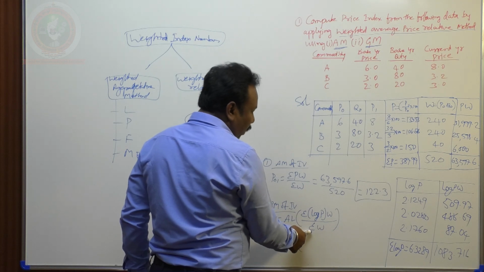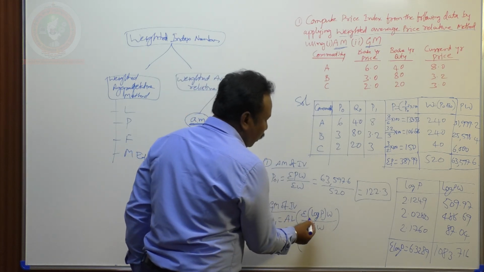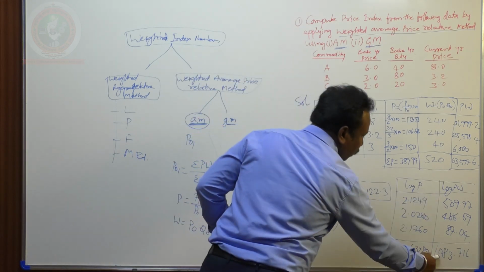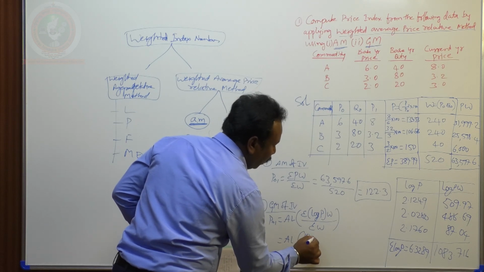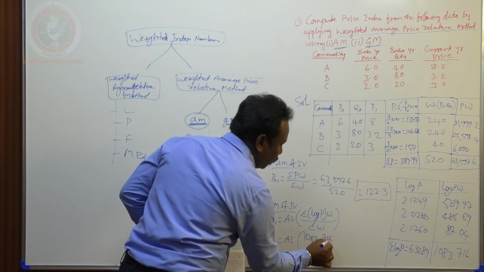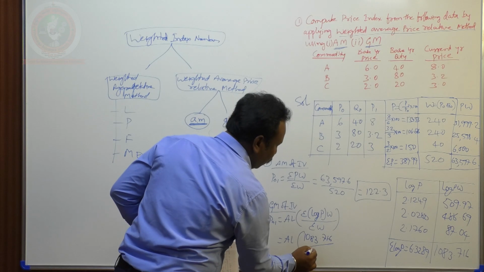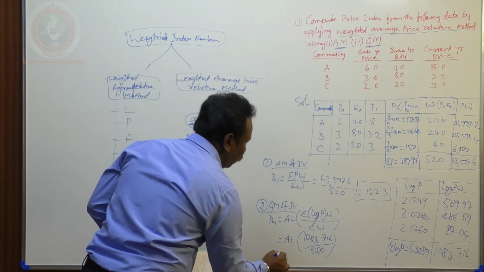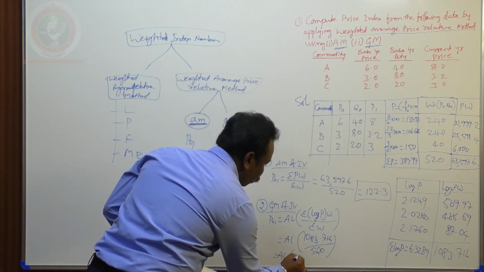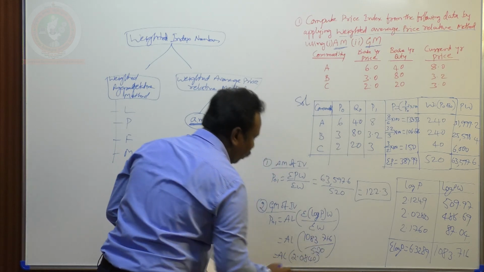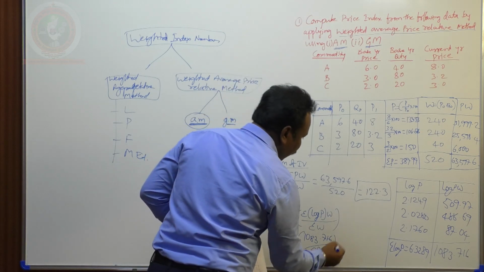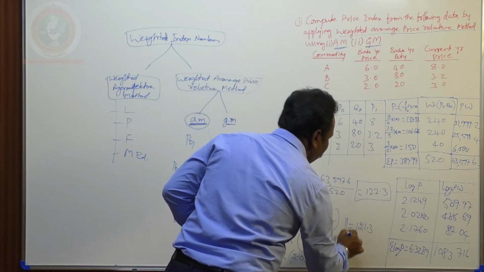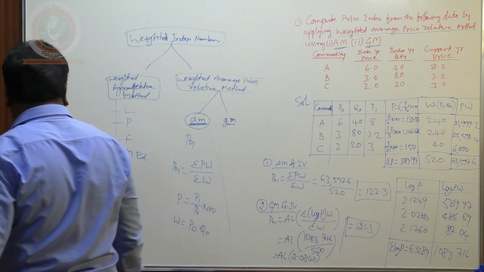Then to apply the formula, the geometric mean of index value equals anti-log of summation of log P into weights divided by summation of weights. So the summation of log P into weights, 1083.7716, divided by the summation of weights, 520, we will get anti-log of 2.0840. Taking the anti-log of this, we get 121.3. This is the value under the geometric mean of index value.